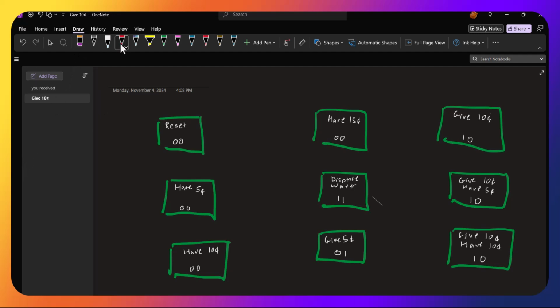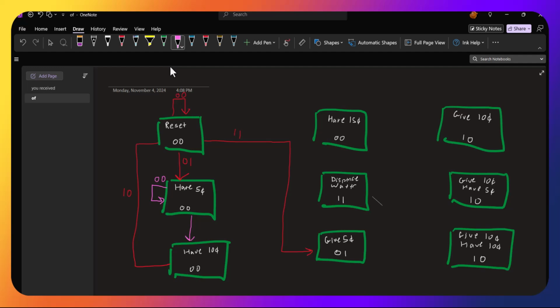And so from our reset state, if we get a nickel, that's a 0-1, we go here. If we get a dime, that's 1-0, we go here. If we get a quarter, that's 1-1, we go here. And if we do nothing, we stay here. From have 5 cents, if we do nothing, we stay here.